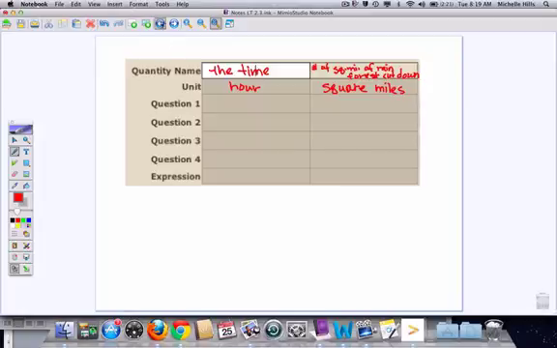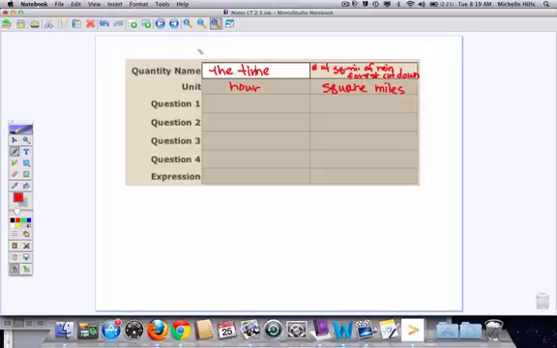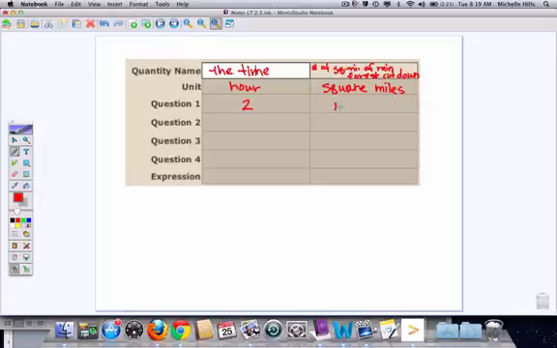Now, going back to question 1, in 2 hours, how much rainforest gets cut? So the number of hours is 2. As for how much rainforest gets cut, it tells me it's a rate of 9 square miles per hour. So I'm going to take 9 times 2 and get 18 square miles.